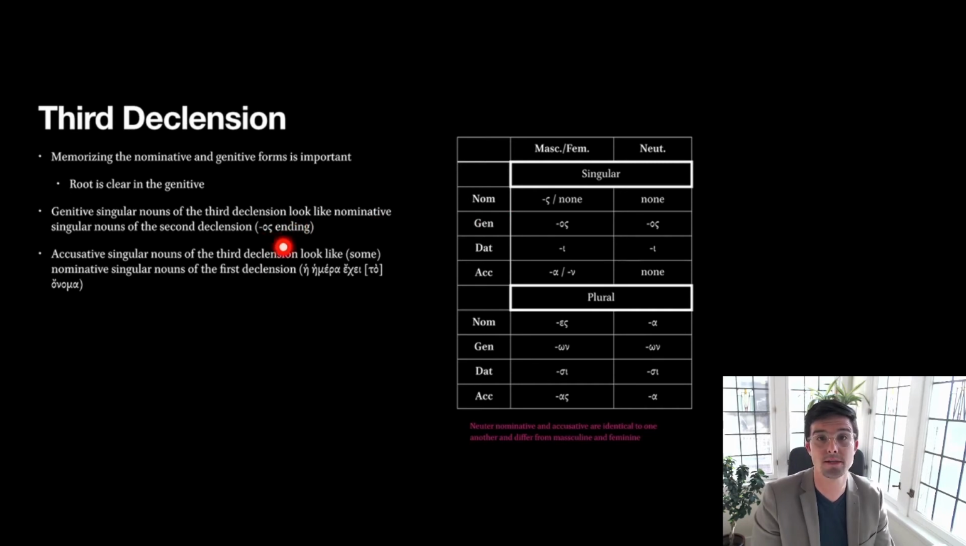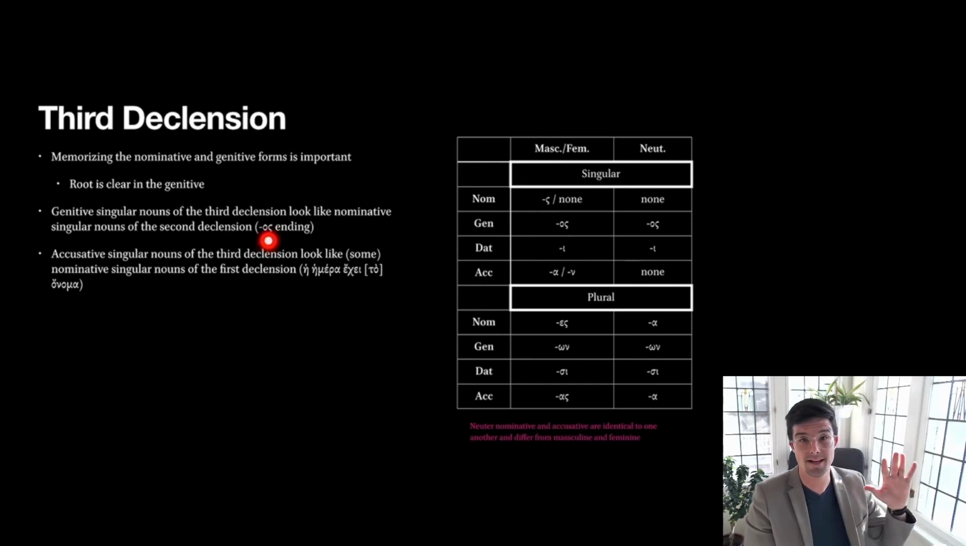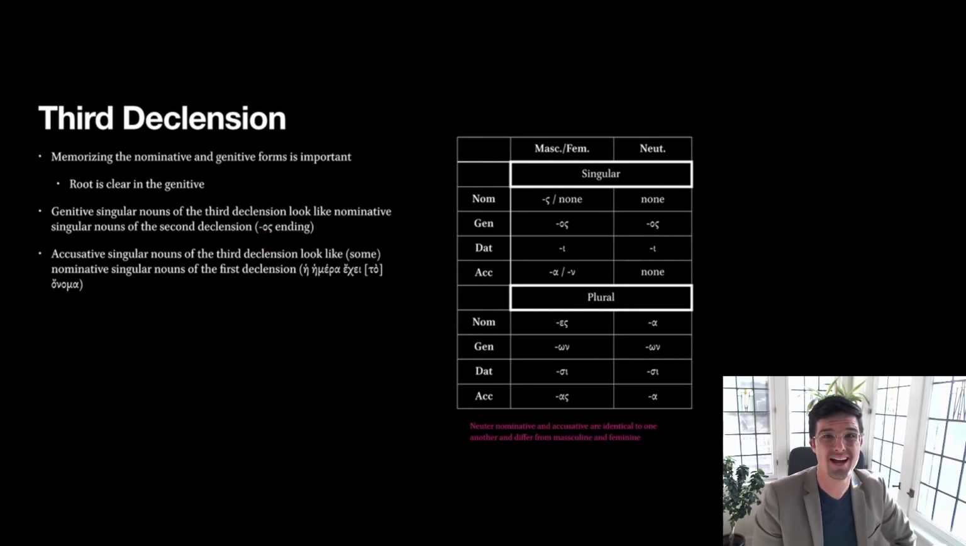So just note the confusion here: when you see -os in the wild, in a translation, it doesn't necessarily mean a nominative singular. It could also mean genitive singular, depending on whether you have a second declension noun or a third declension noun. And this is why third declension is so frustrating to Greek students, because it muddies the water, as I said at the beginning of this video.